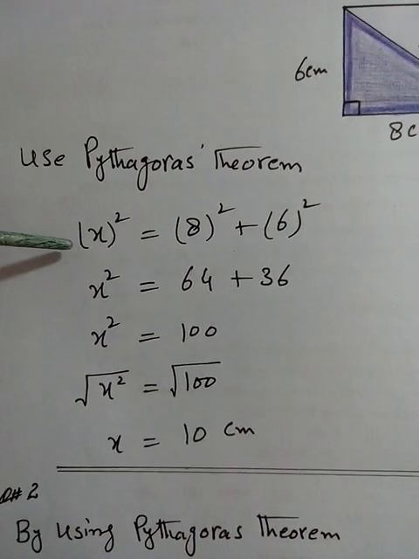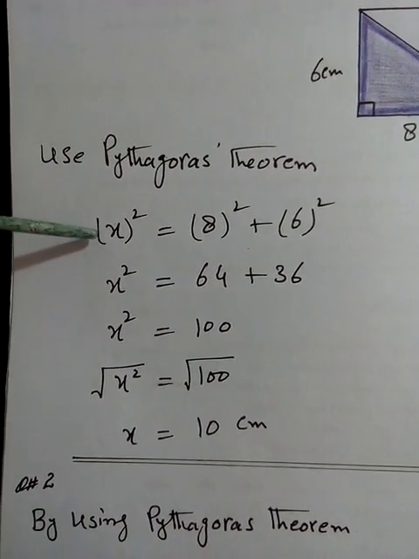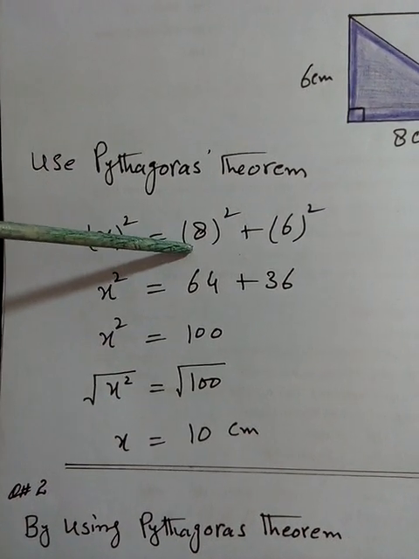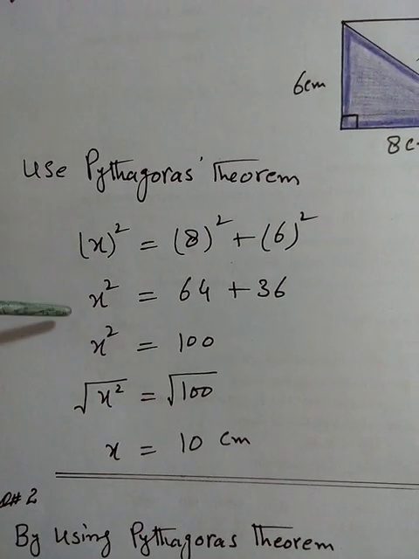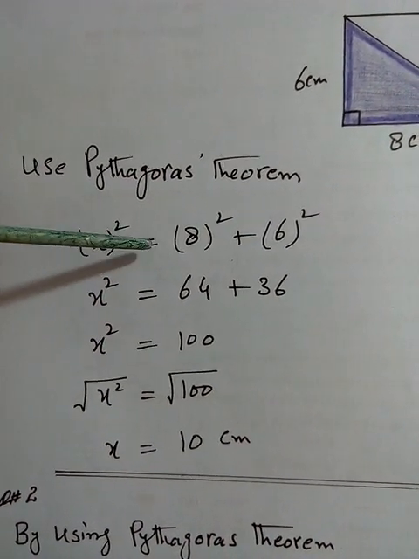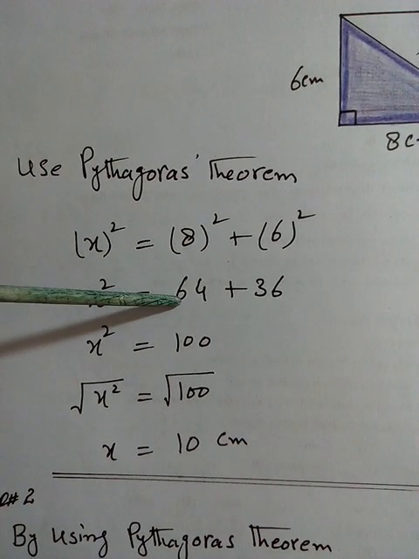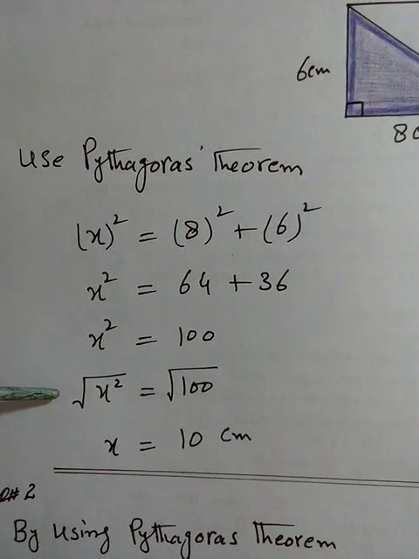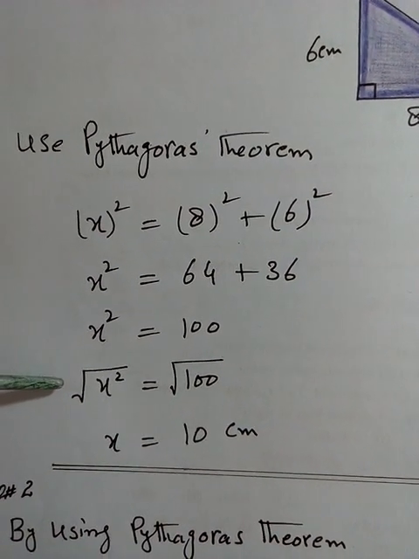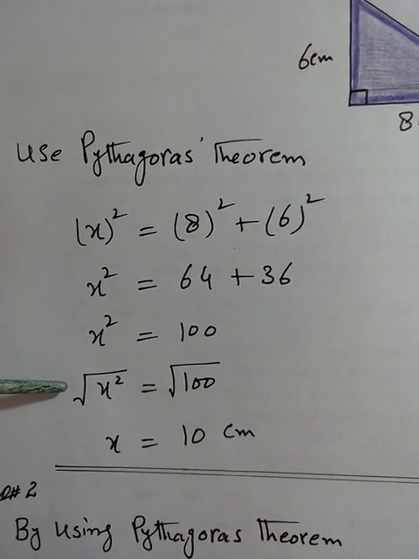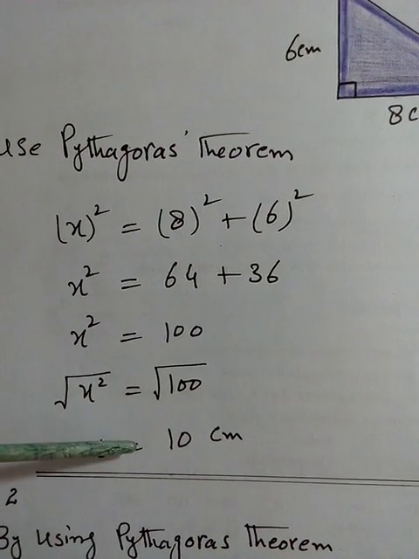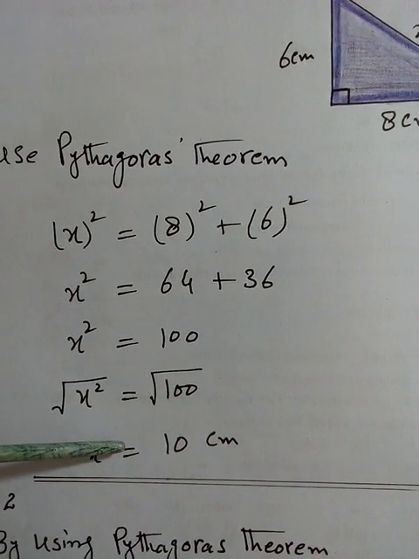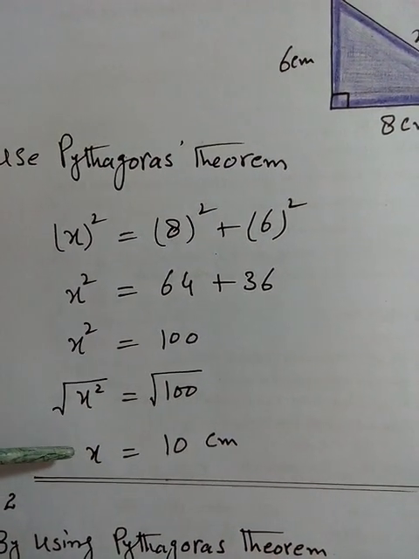So by plugging in the values, x square is equal to 8 square plus 6 square. 8 square is 64 and 6 square is 36. Their sum is 100, and because we have to find the value of x, by taking square root on both sides, x is equal to 10 centimeter. This is the length of the diagonal.